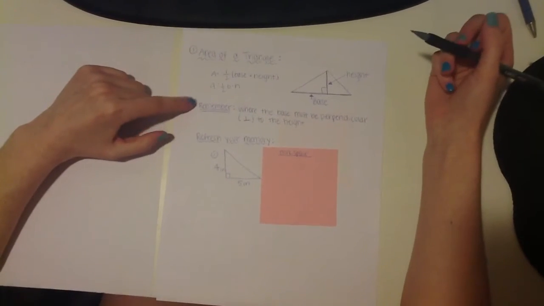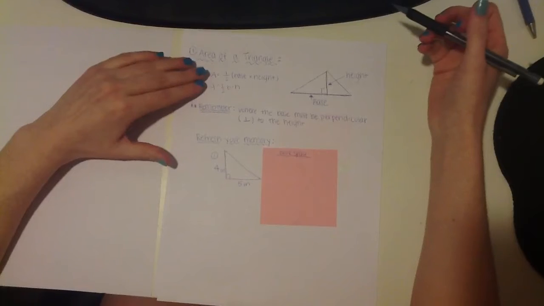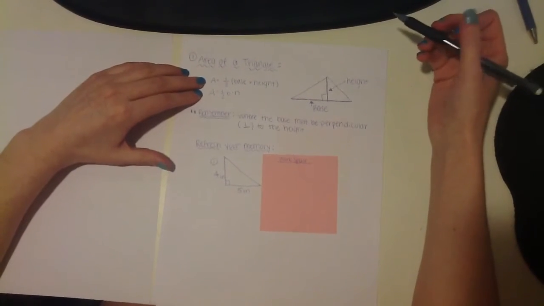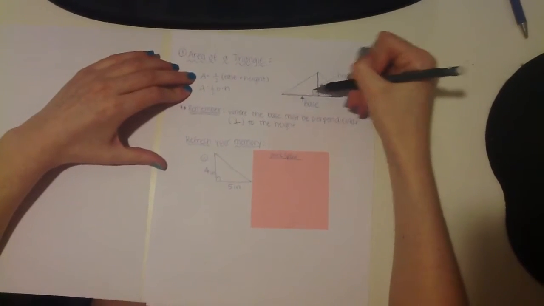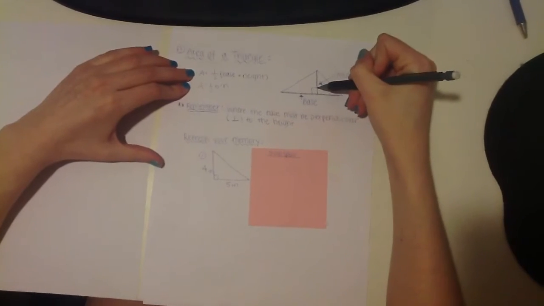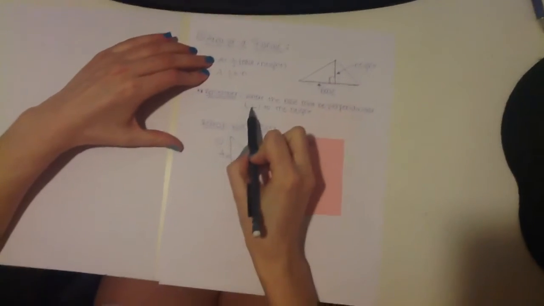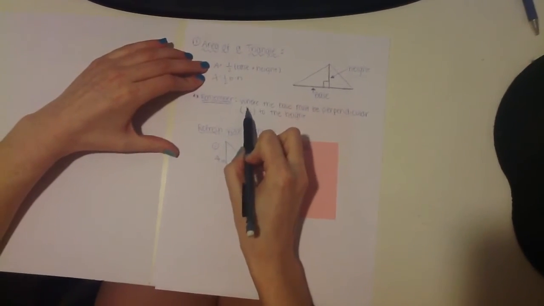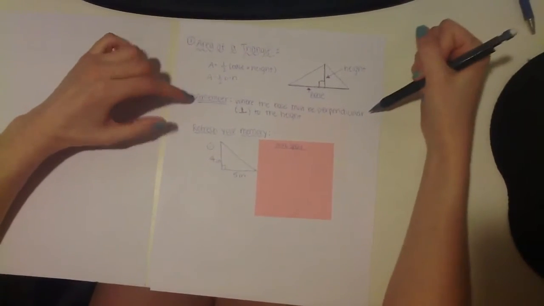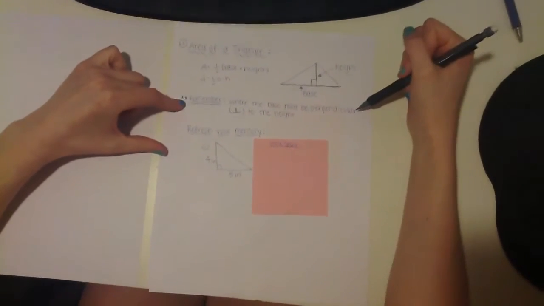An important thing to remember though is that when you want to use this formula for the area of a triangle, the height has to be perpendicular to the base. That's what this little symbol means. And this symbol here, I drew it in case you see it on math homework or anything like that.